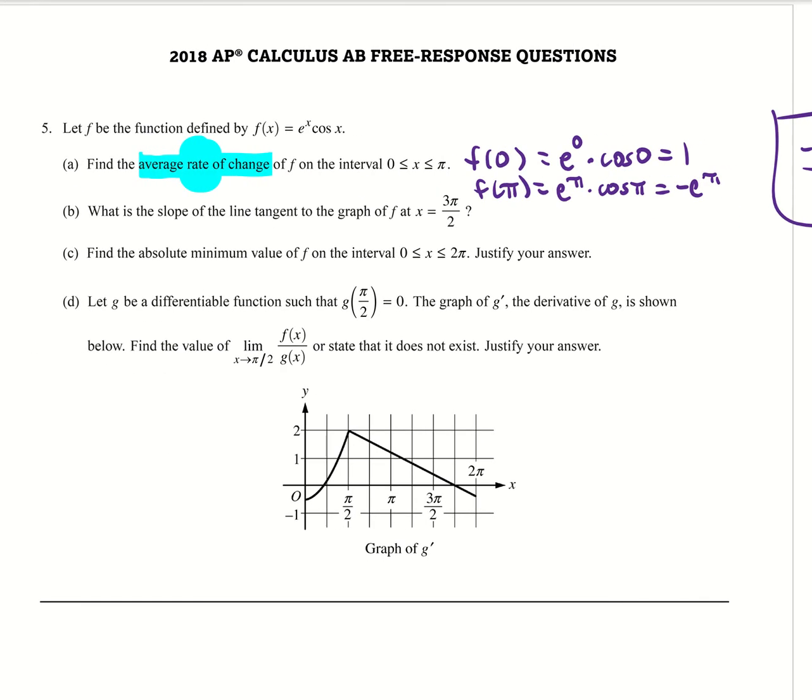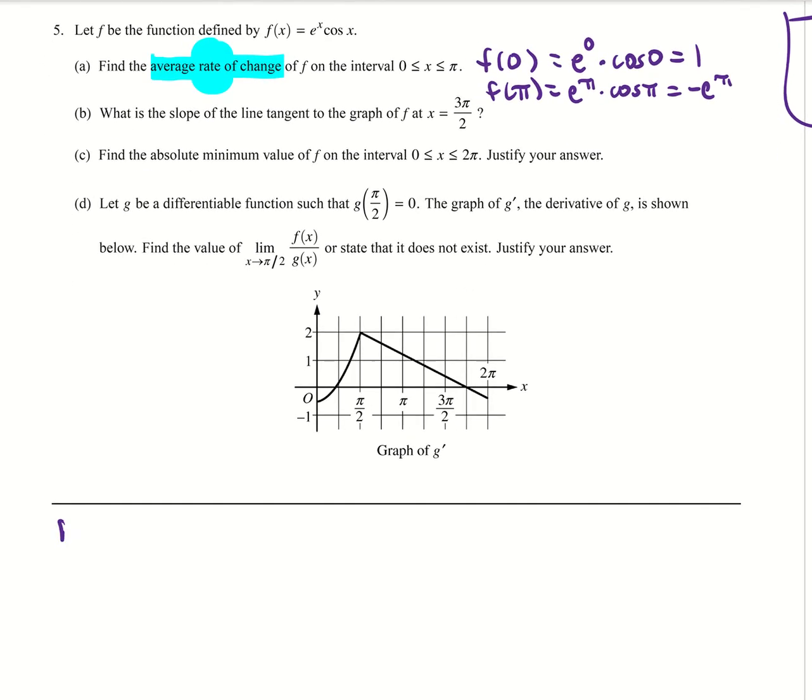Part B, we want to find the slope of the tangent line specifically when x is equal to 3 pi over 2. Well, this is asking us to find f prime of x and then to evaluate f prime of x at 3 pi over 2. I'm going to need to use the product rule in order to do this. So I'll do the first times the derivative of the second plus the second times the derivative of the first.